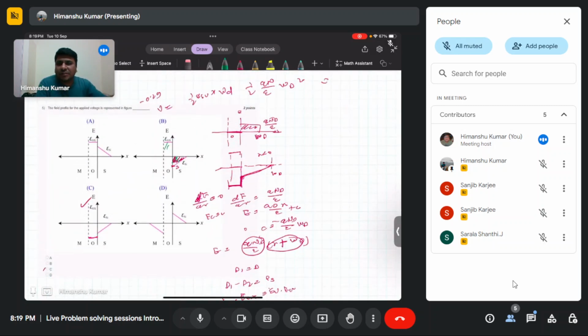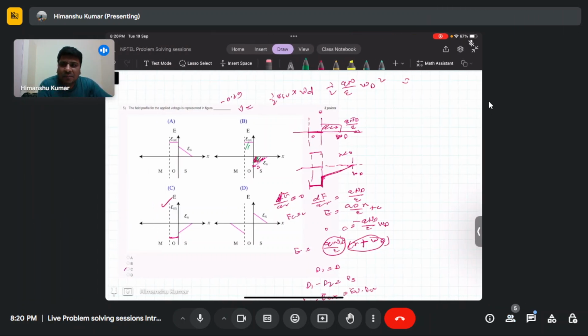So try solving this week's practice set and let me know if you have any other doubt next week. If you don't have any other doubt, then we can end this session and we will meet next time on the same platform at the same time.